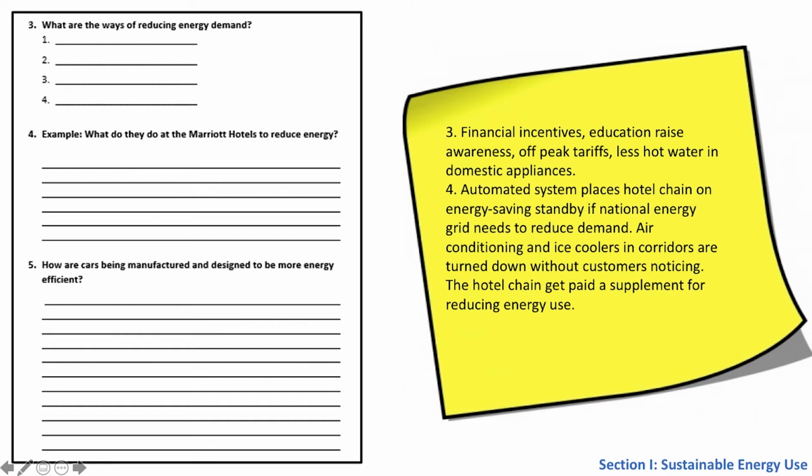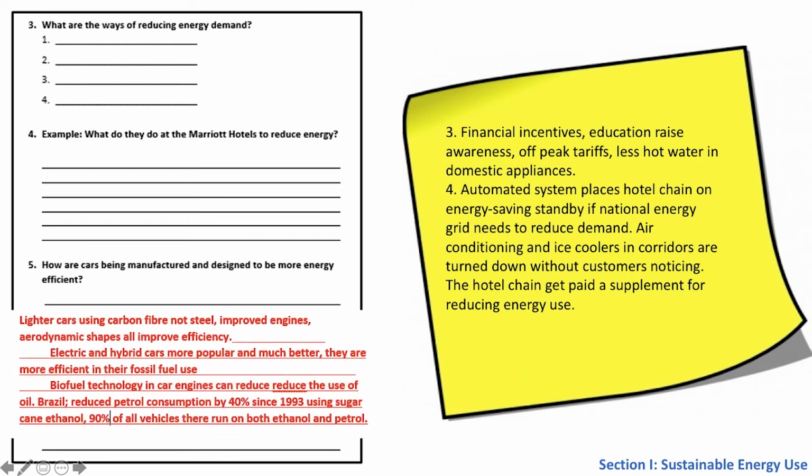Question 5 says, how are cars being manufactured and designed to be more energy efficient? This is one that you can research in your own time using YouTube or using Caboodle. But basically, cars are now lighter. They're made of carbon fibre as opposed to steel. The engines are being improved to make them more efficient all the time. Their design is much more aerodynamic to improve efficiency. We are using electric and hybrid cars much more, and they're becoming much more popular. And we are using biofuel technology in the production of our cars and making our cars run on biofuel technology, which is reducing the need for them to require petrol.